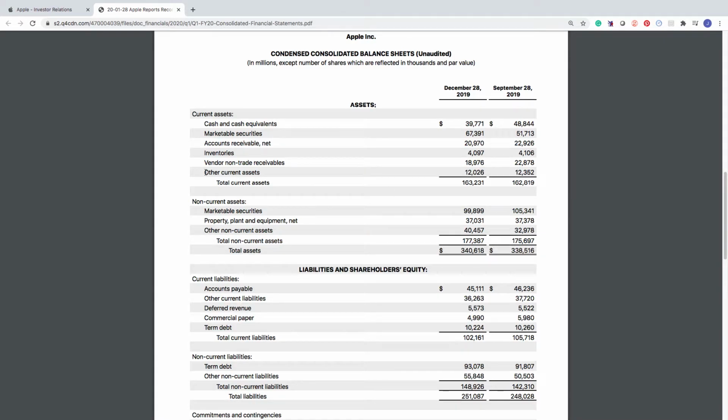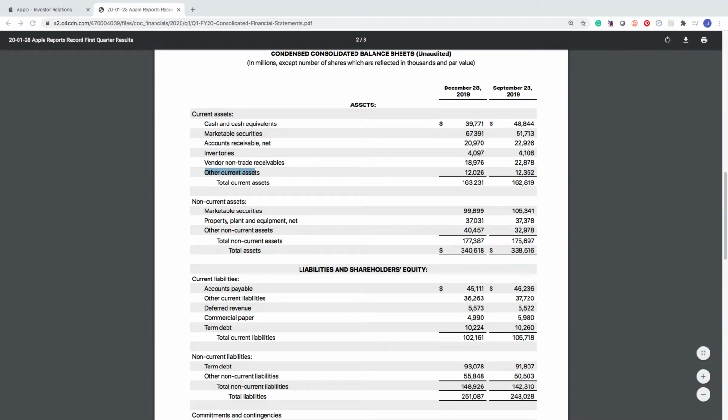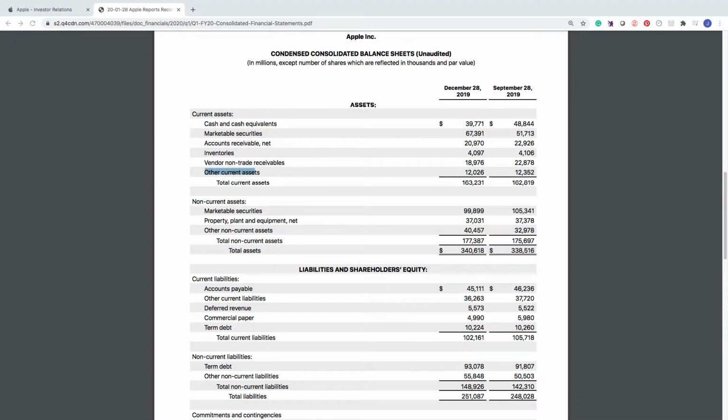And other current assets is a sort of catch-all term, which includes all other items which are also assets, and Apple has lumped them together in this sheet because some of them are too small to list on their balance sheet. So effectively, if we sum all these items up, we come to total current assets, which is around 163 billion.